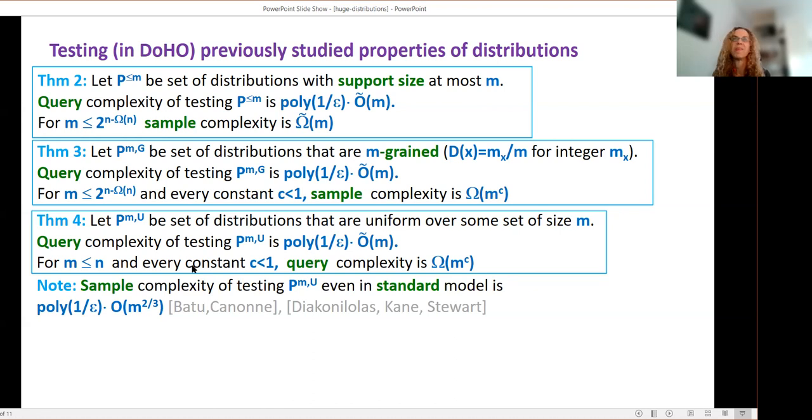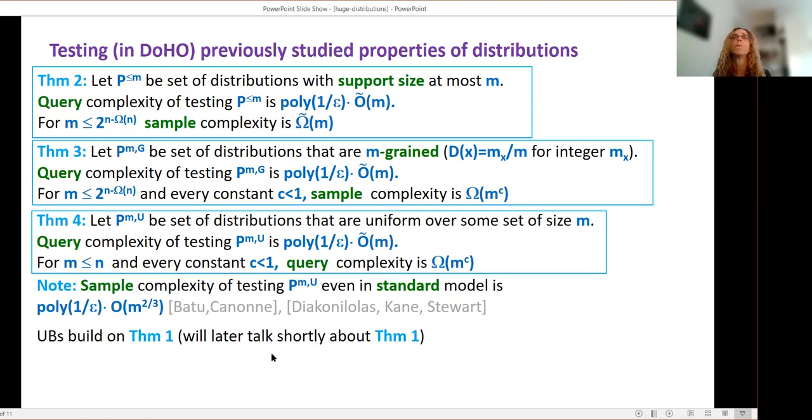And here it is important to note that in both of these, the lower bound is on the sample complexity, while here the lower bound is on the query complexity, so it is fairly tight. But what we know is that the sample complexity of testing the property of being uniform over a set of size m, even in the standard model, grows like m to the 2/3. So we don't have this relation between the sample complexity and the query complexity that is just a factor of poly 1 over epsilon. Here we do. Here we don't have this relation. So it's interesting to note.